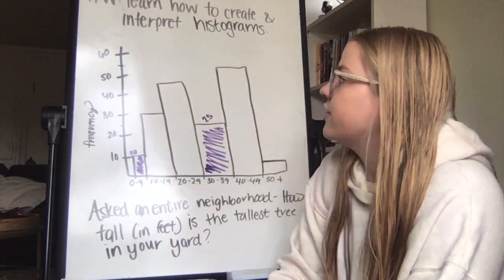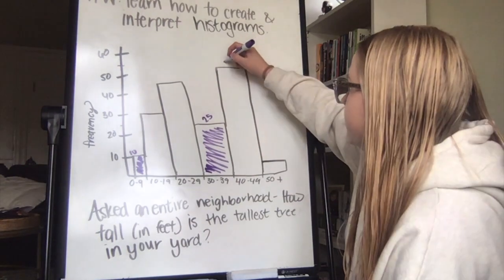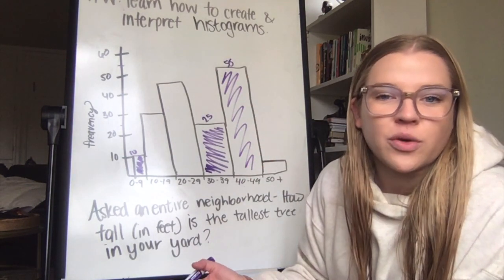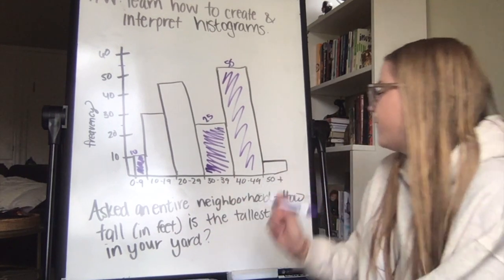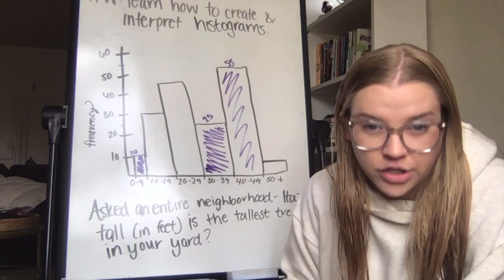This one's somewhere between 50 and 60. I'm going to just say even 55 people. So this one's 55. I don't really need to shade them in. I'm just showing you that I've already done this one. What about 50 plus feet? That means that they had a tree that was over 50 feet tall in their yard.